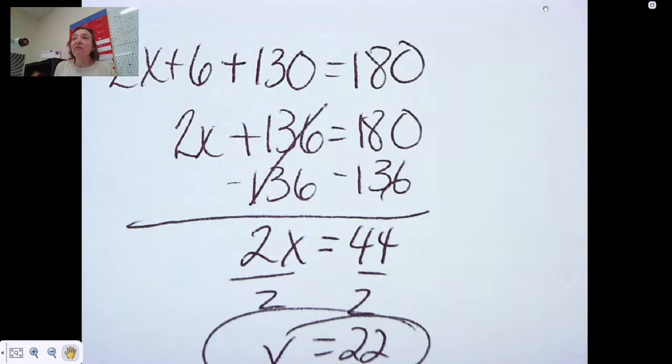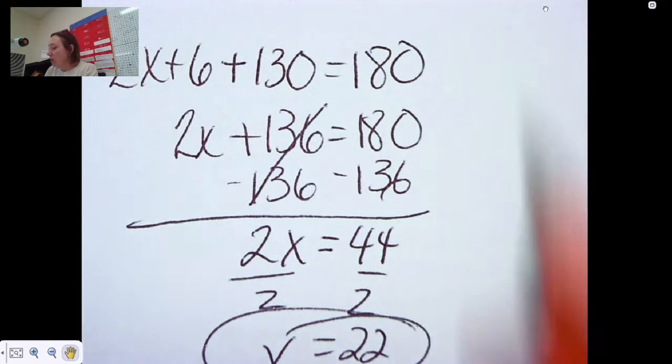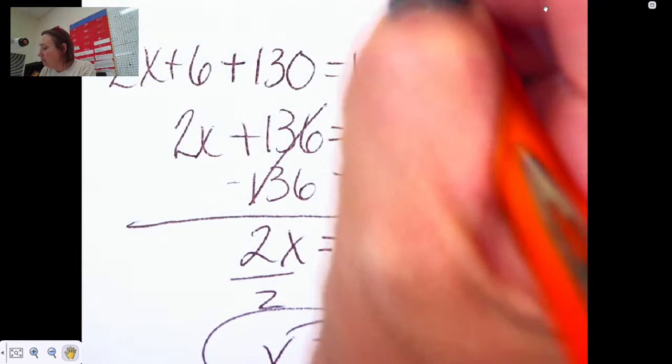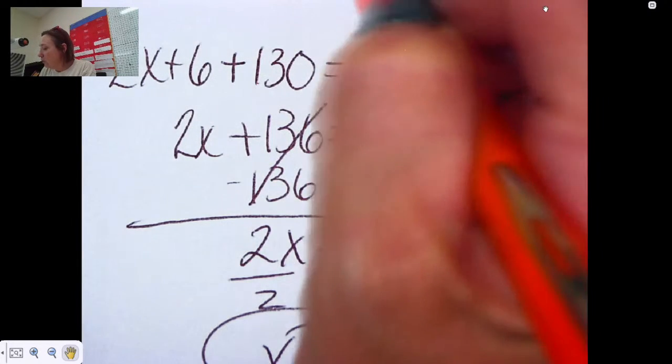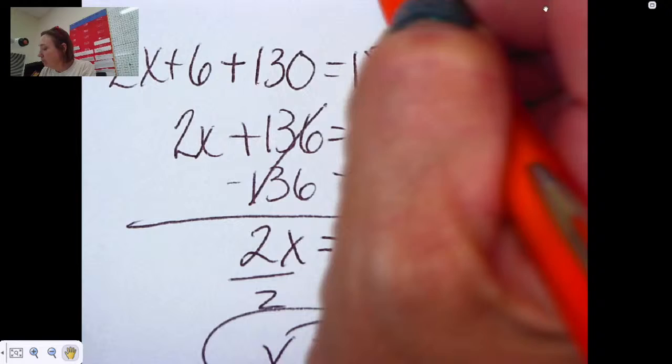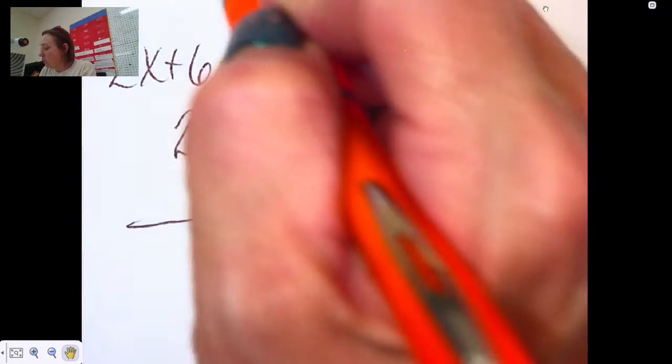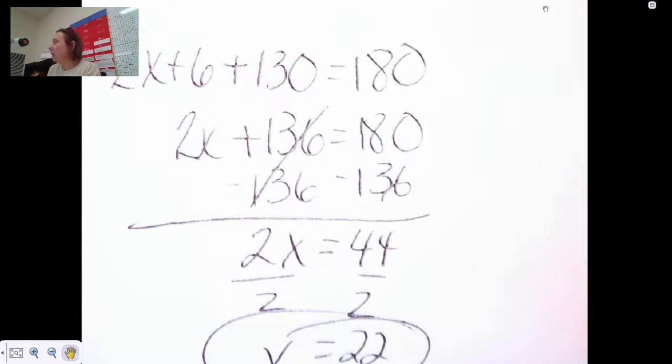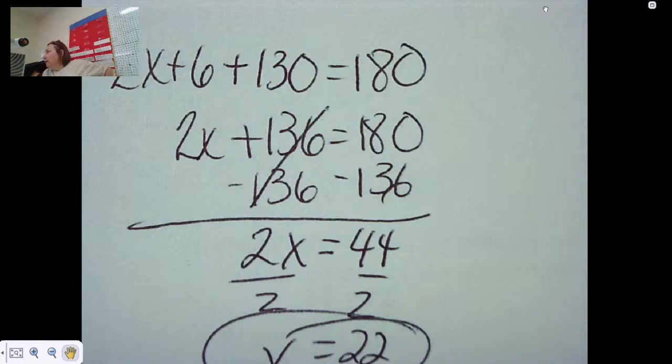If the direction said find the angle measurements, we'd have to go do a little bit more work. But it didn't say that. It said find x, right? Now, alternatively, we could have just done 180 minus 130, which would have gave us 50, and done 2x plus 6 equals 50, and that would have been okay, too. Either way is fine, okay?